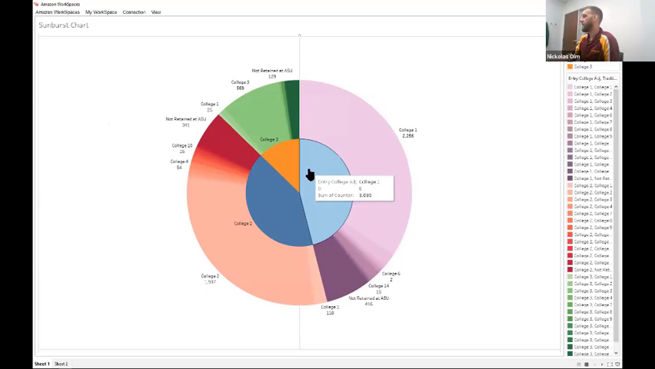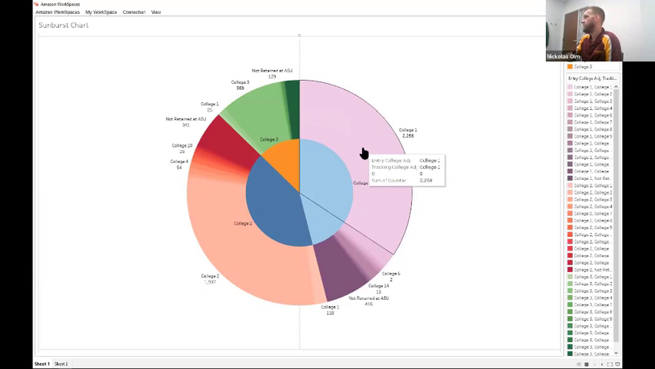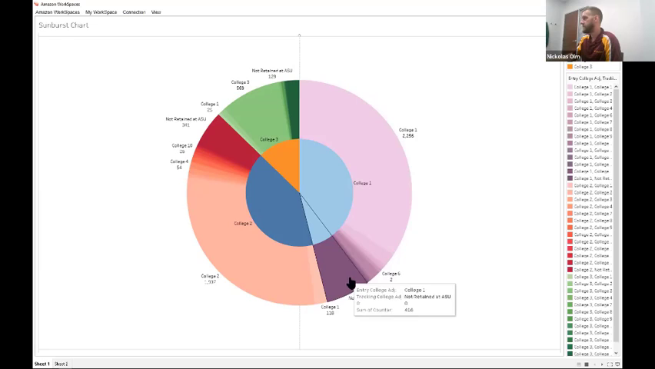So if we look at college one, all this is part of college one. So you can kind of see college one had 3,000 entry students, and then 2,256 stayed. So there's your retention, and then not retained 416, and then each of these is a college they went into. So some of the smaller colleges.